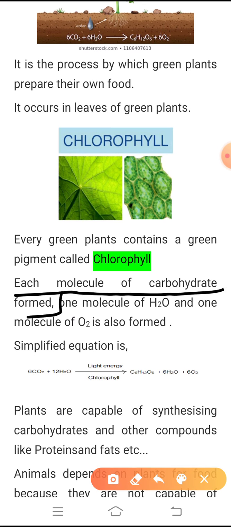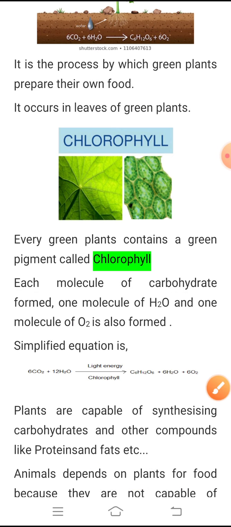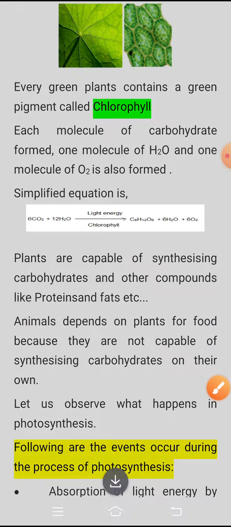Each molecule of carbohydrate formed in the process of photosynthesis forms one molecule of water and one molecule of oxygen. Means when the carbohydrate is formed, each molecule of carbohydrate forms a single molecule of water and a single molecule of oxygen. So we can say this in simplified equation form.